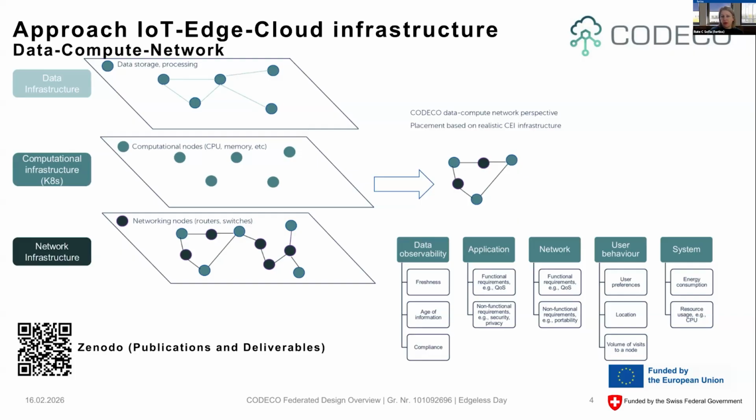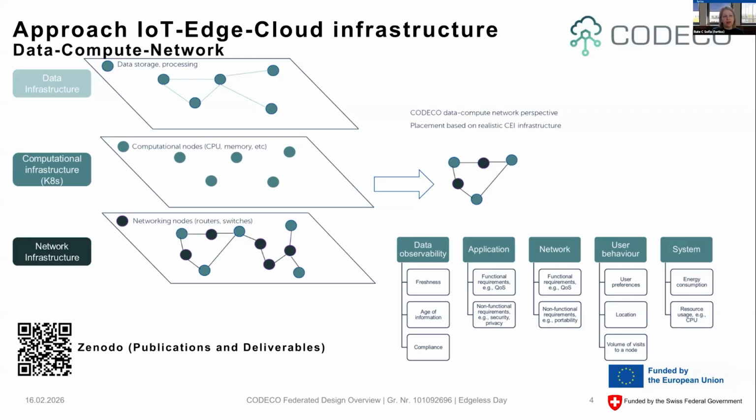The way CODECO looks into the application is, as said, there is an infrastructure that the application needs, and that requires data, computational, and network orchestration. In our case, we do it at the same time. We don't do it layered, we do it at the same time. For that, we bring to the architecture observability and a number of metrics.